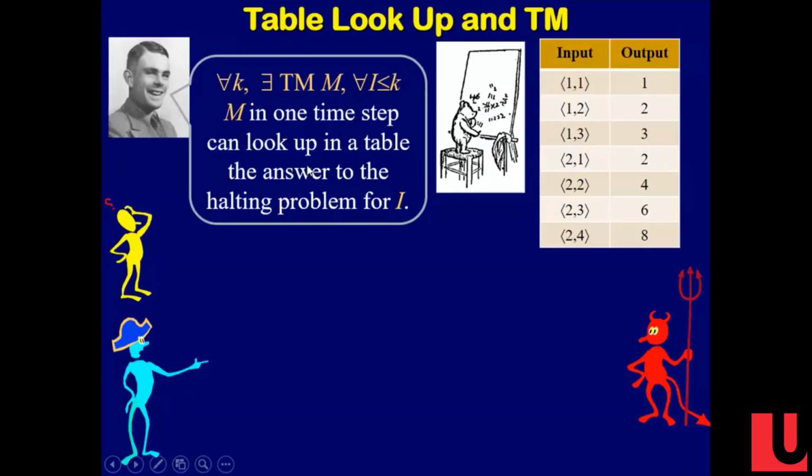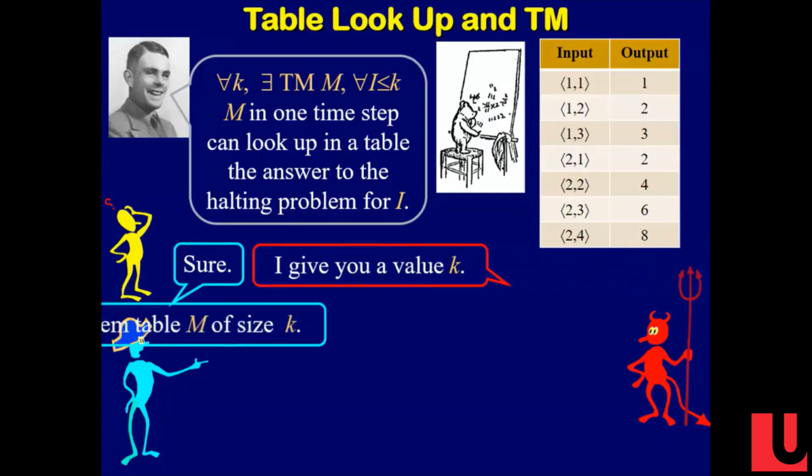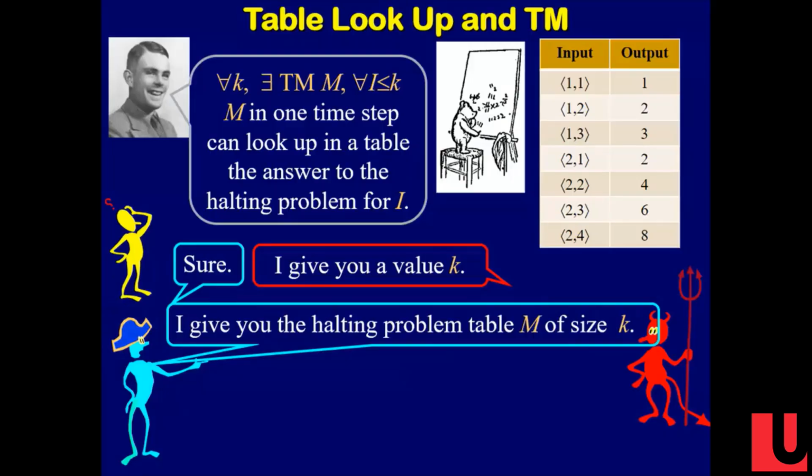Right? This is true. You give me a K, I can build a Turing machine that has the table lookup built into it. Does that make sense? I talk about it as what's built into your hardware that you can do in one clock cycle. Maybe your hardware is not quite table lookup, but it has AND gates and OR gates that are storing it for you. All right, sure. You give me a K, I build a Turing machine, and I give you the halting problem table of size K built into my Turing machine.